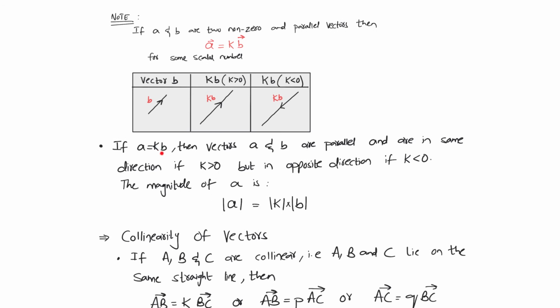Also, if vector A is k times B, then vectors A and B are parallel, and are in the same direction if k is greater than 0, but in the opposite direction if k is less than 0, as we have discussed over here.